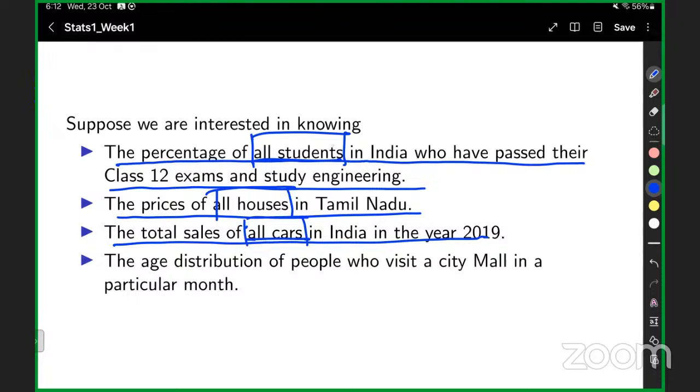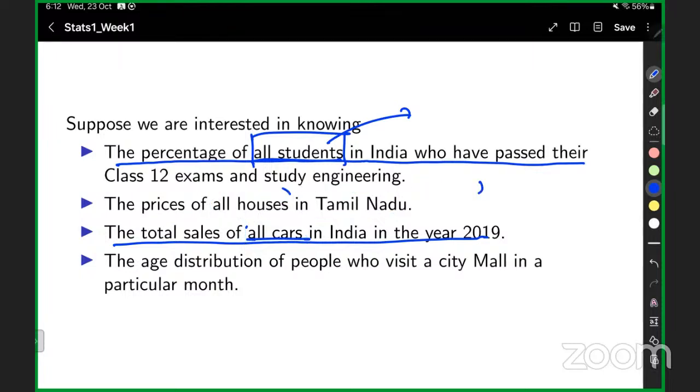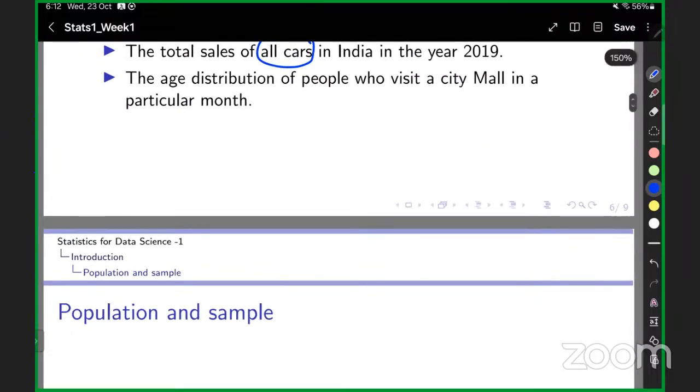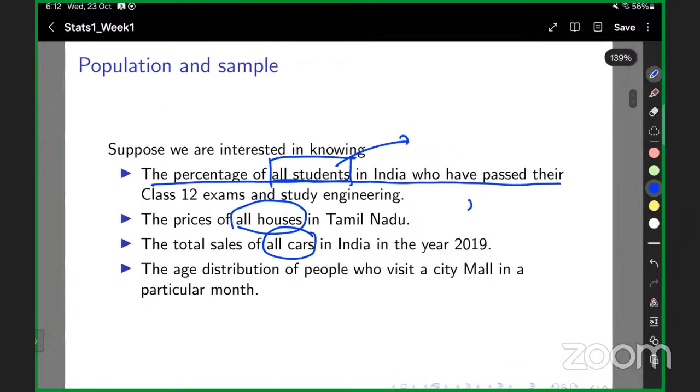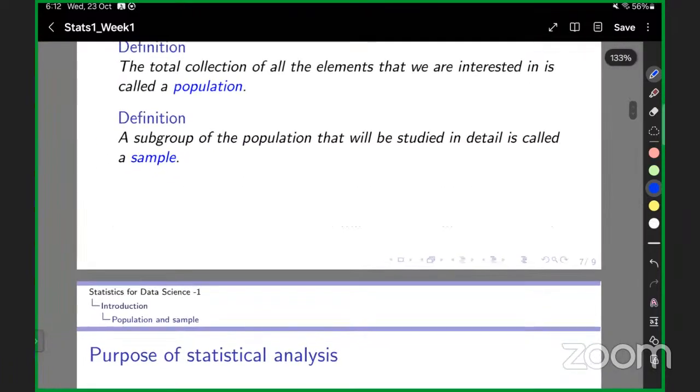But you can see that we can't collect all the students' data. All the houses' data is nearly impossible. The total sales of all the cars in India, collecting this data could be difficult. So we then make some samples out of it. We'll collect the samples from that. But these are the tasks we wanted to do, and that's why we need this.